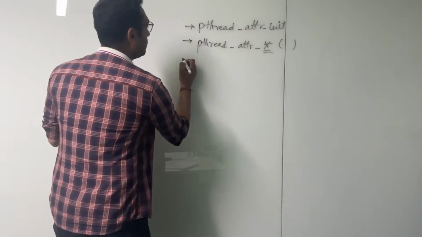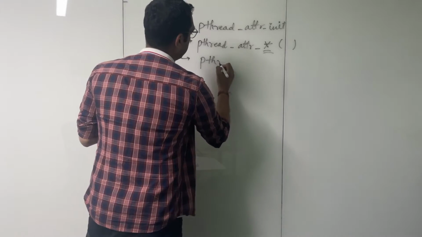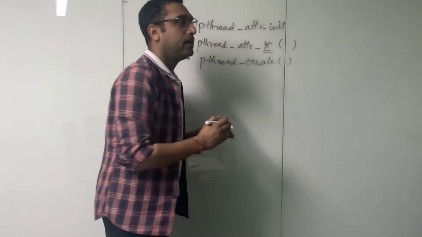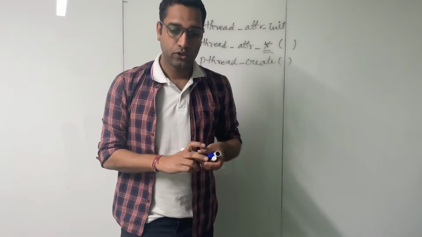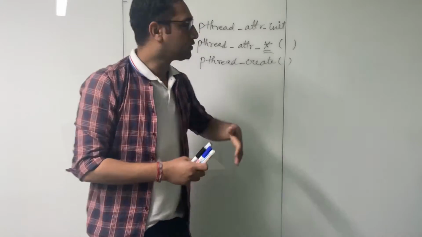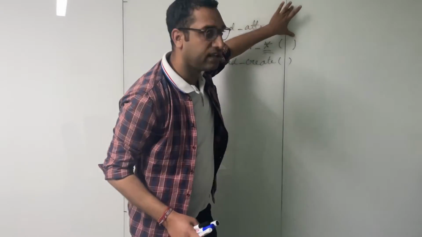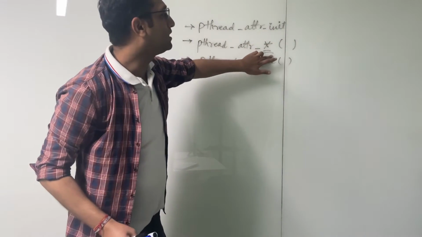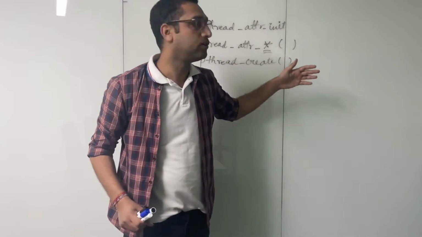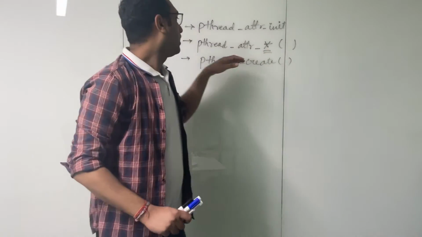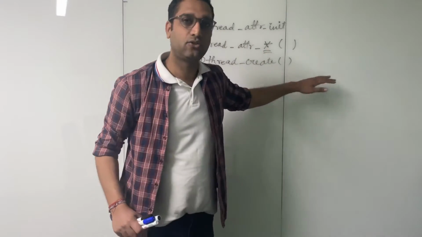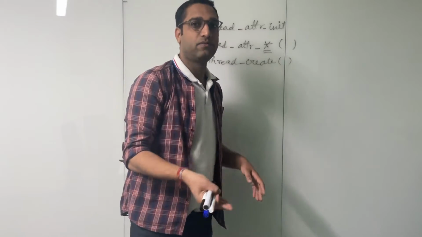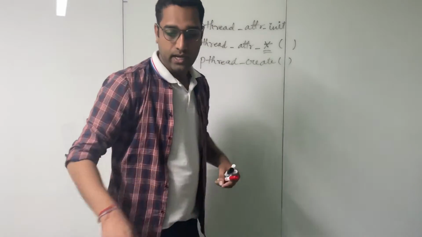And the third step would be to do a pthread_create, which we had studied in an earlier class. So the idea is this only. You initialize the thread with default values, you change the attributes, whichever attributes you want to change, through these types of functions. We will study the exact functions in a while. And then you make a call to pthread_create, so that the thread gets created and starts executing from the start routine that we are going to provide.